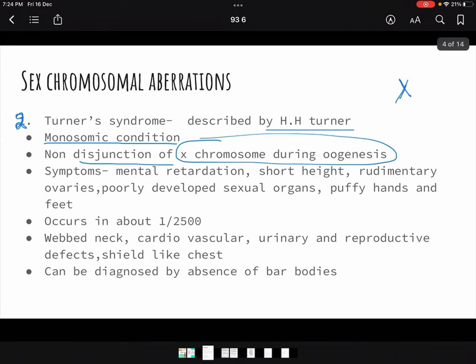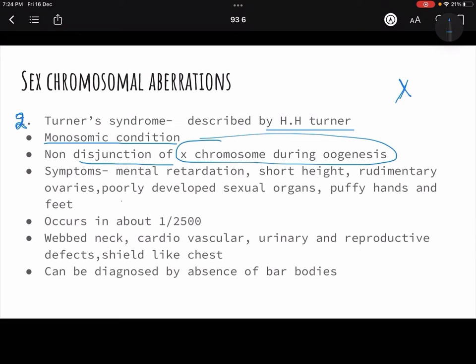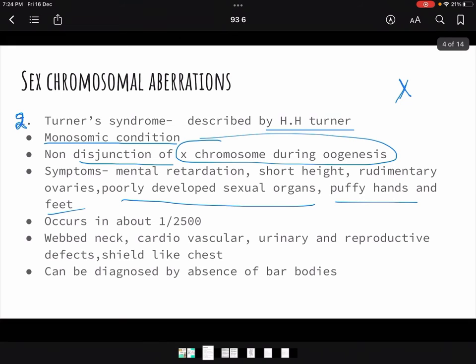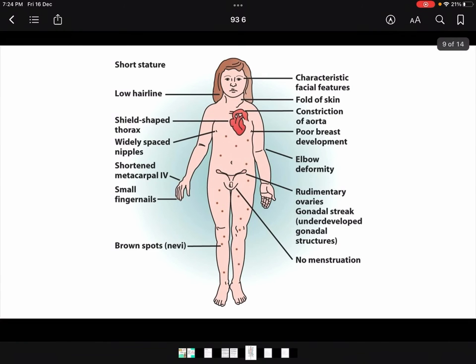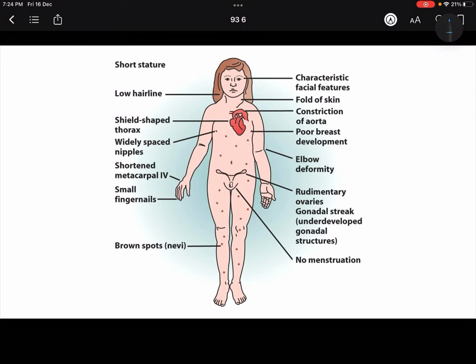Now what are the symptoms? The symptoms are mental retardation. I'll show you the pictures also, don't worry about that. So they have mental retardation, short height, rudimentary ovaries, poorly developed sexual organs, puffy hands and feet. Now see, let's look at a female with Turner syndrome.